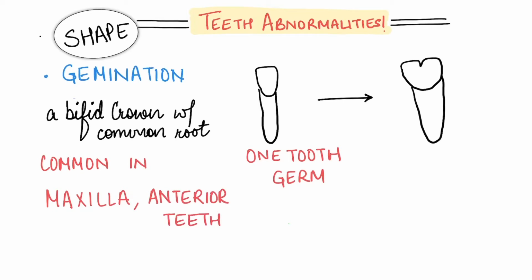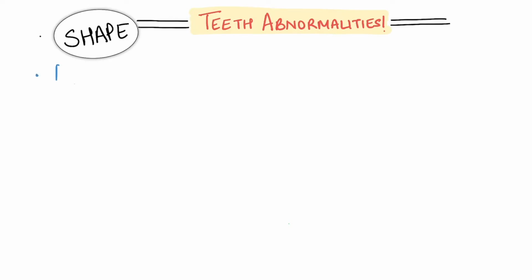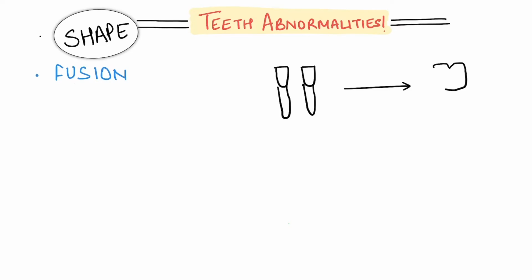The second possibility here we are talking about is fusion. As the name says, there is fusion between two tooth germs, and clinically we see the same thing, a bifid crown with one root. The fusion may involve the entire length of the tooth. It may be fused with enamel only, or enamel dentine, or enamel dentine and cementum, or just at the root between dentine and cementum.